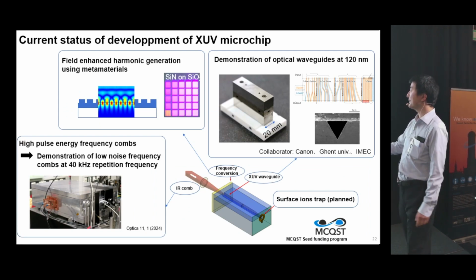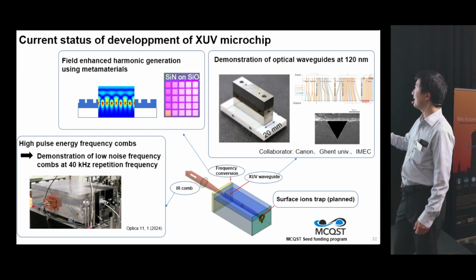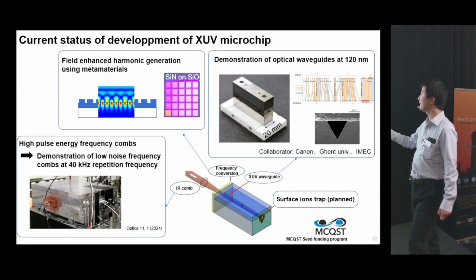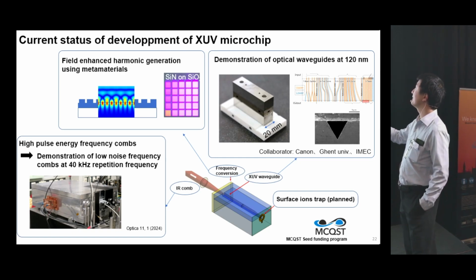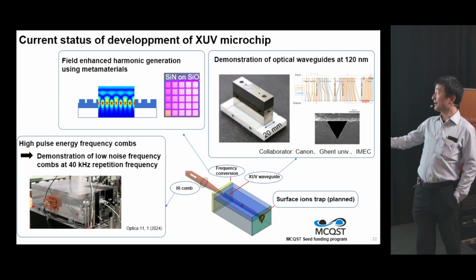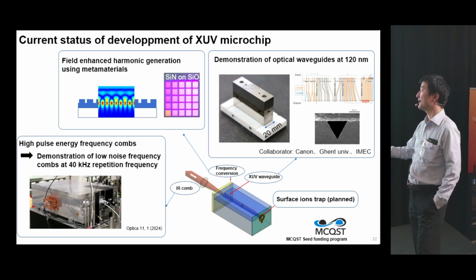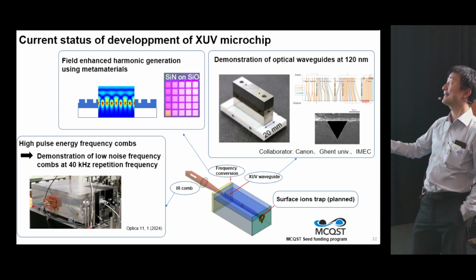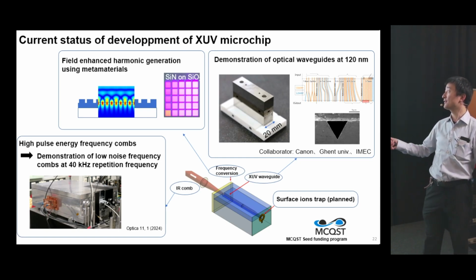So for XUV waveguide, we have a collaboration with Canon, Ghent University, and IMEC. They are really specialized in making such a fine structure of hollow core waveguide with a very good surface quality. And we recently demonstrated optical waveguides that work at 120 nanometers. For frequency conversion into shorter wavelengths, we are also testing efficient high harmonic generation by using solid materials. For example, we use metamaterials that can enhance the field so that we can obtain even higher intensity to improve the efficiency of this frequency conversion.